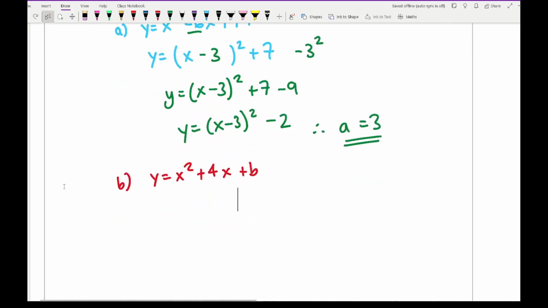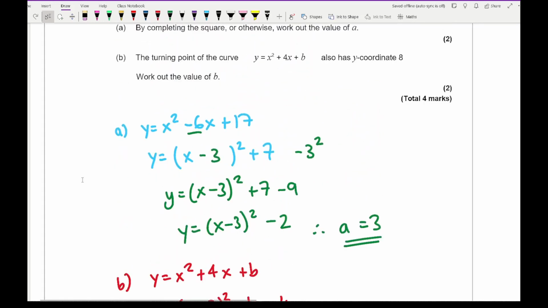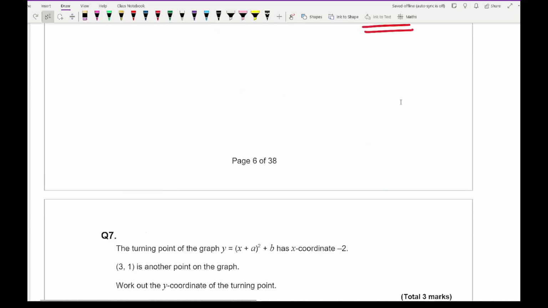So from this, I need to use completing the square to factorize this. So I've got x plus 2 squared plus b minus 4. And then from this, what I've gathered is that because the y ordinate of the turning point is 8, then this must equal 8. So therefore, b should equal positive 12.